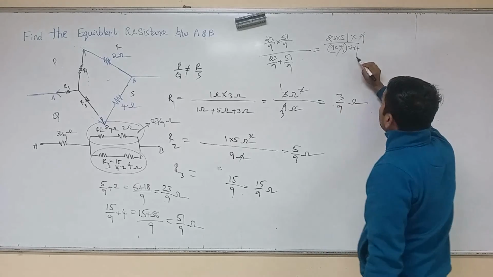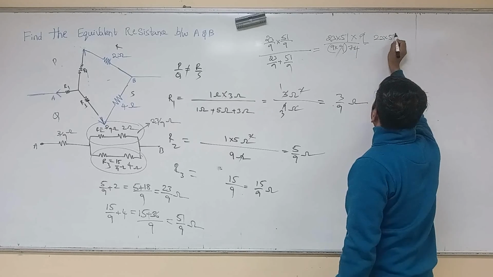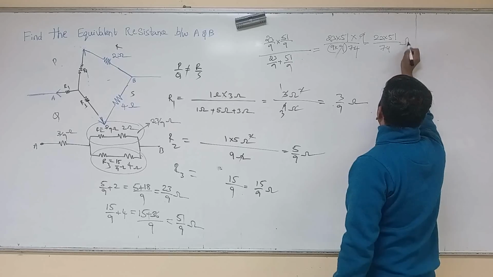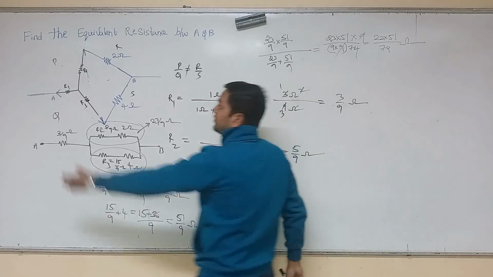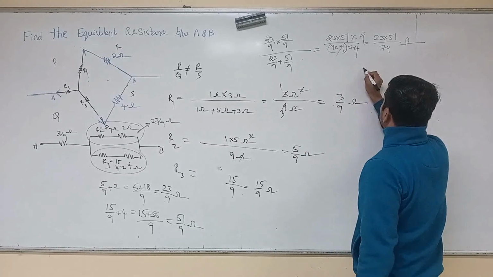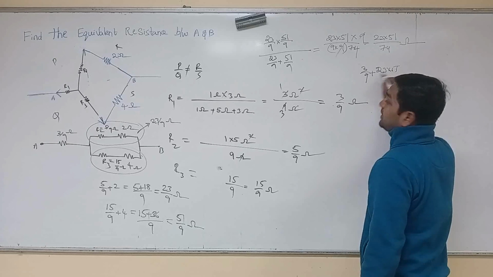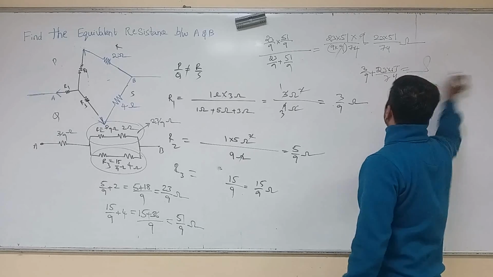Right. So here we are getting 23 into 51 by 74 ohms, and it is in series with R1. So R1 is how much? We got 3 by 9. So it equals 3 by 9 plus 23 into 51 by 74. Then this is our resultant.